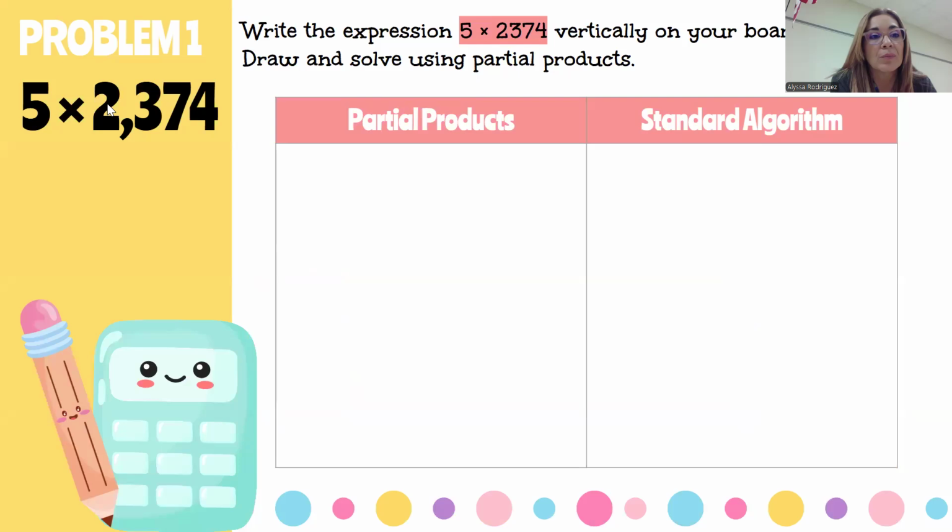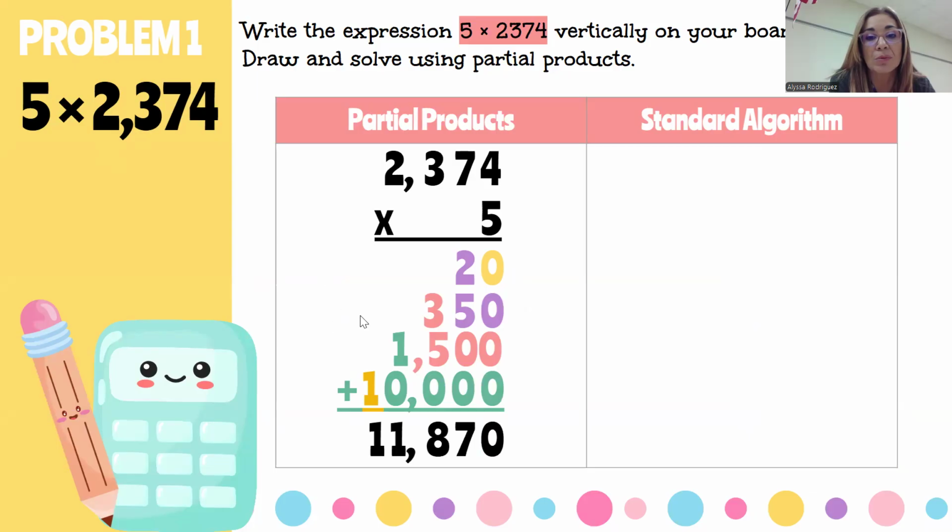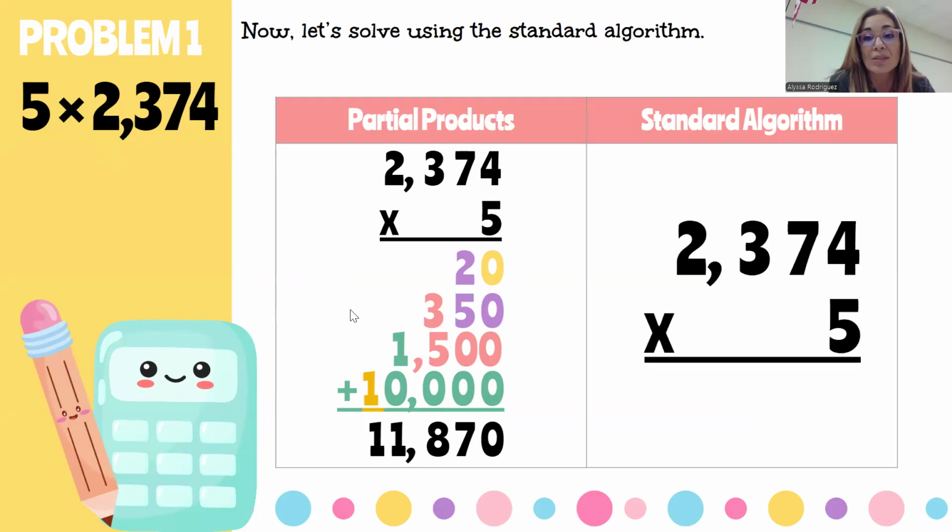Concept development. We talked about this yesterday. This is your partial product. So there is our 2,374 times 5. We do 4 times 5 is 20. 7 times 5 is 35 at the 0. 3 times 5 is 15 at the 2 zeros, my bad. And then 2 times 5 is 10, but we got to fill in all those zeros. We just add it up together. Let me make sure everything's correct. It looks correct. That is our answer.